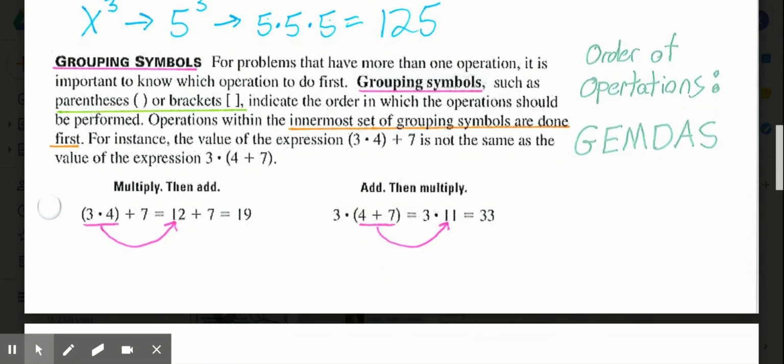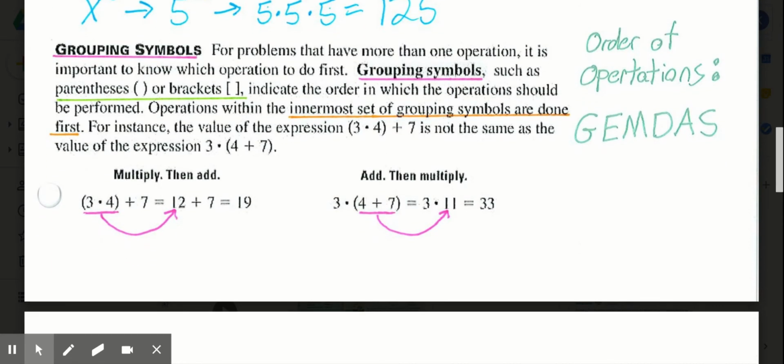Then we need to understand the idea of grouping symbols, which help us know what order to do the mathematics and when we can apply the exponent or power. So in the past, you may have learned the order of operations using the acronym PEMDAS, or please excuse my dear Aunt Sally, something similar to that. And what that stood for was parentheses, exponents, multiplication, division, addition, subtraction.